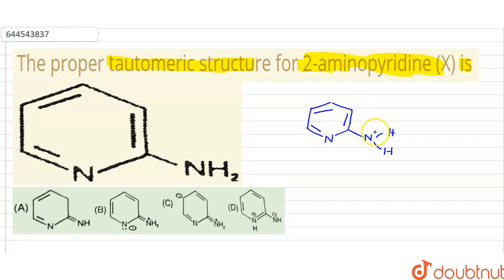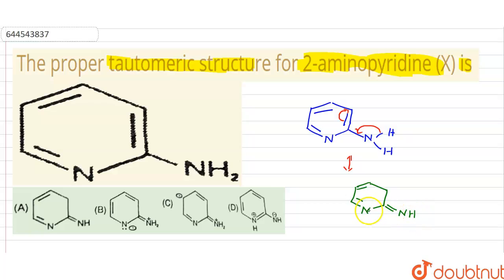If we do that, here we have to shift this hydrogen to here, and this double bond will come to this side. Here we have 3 hydrogens, it will become 2. Now the new structure will be like, here we have the benzene ring like structure, and we have the nitrogen over here. Here we have a double bond, and here another double bond, and here we have a double bond, and here it is NH.